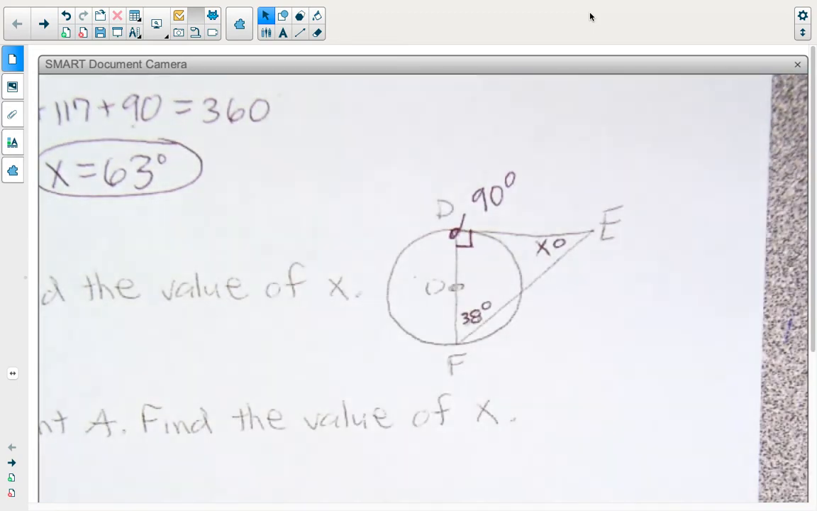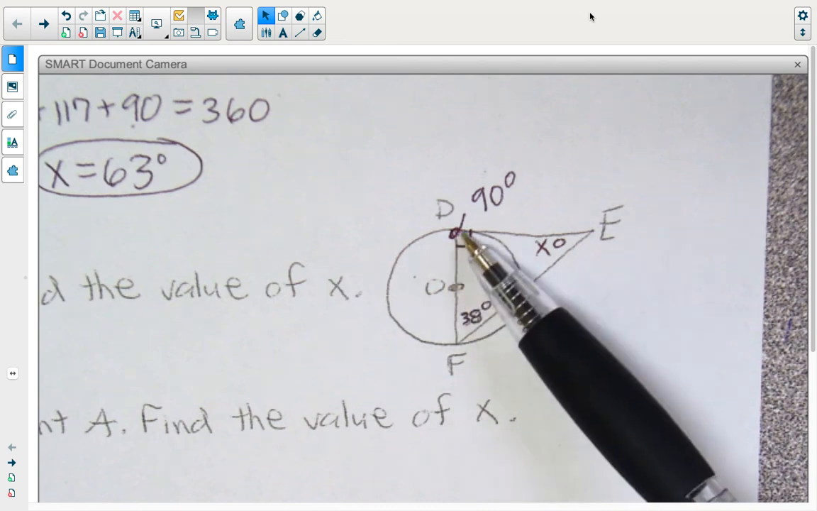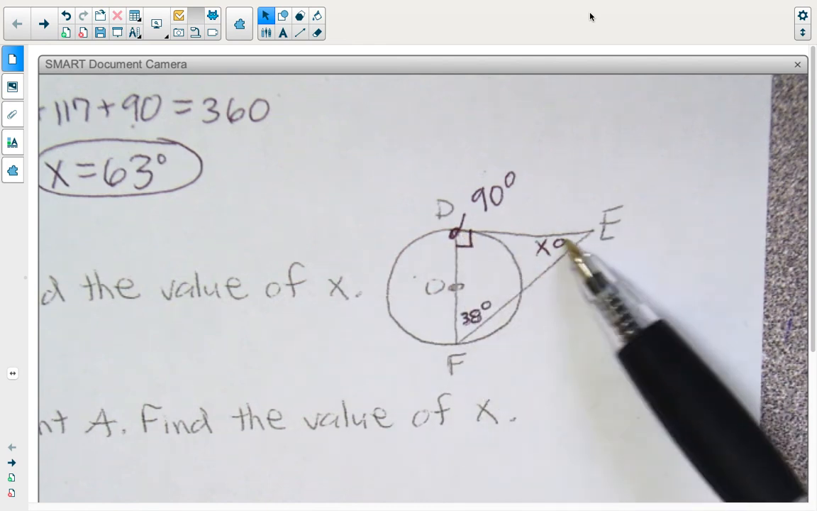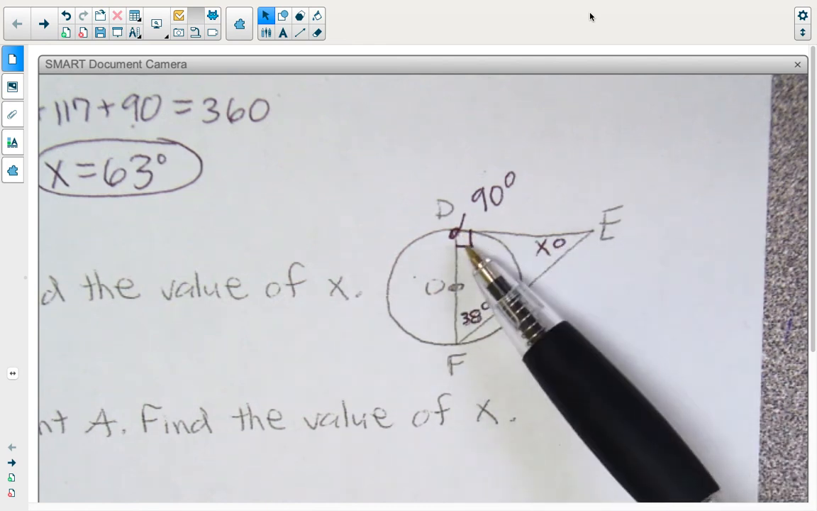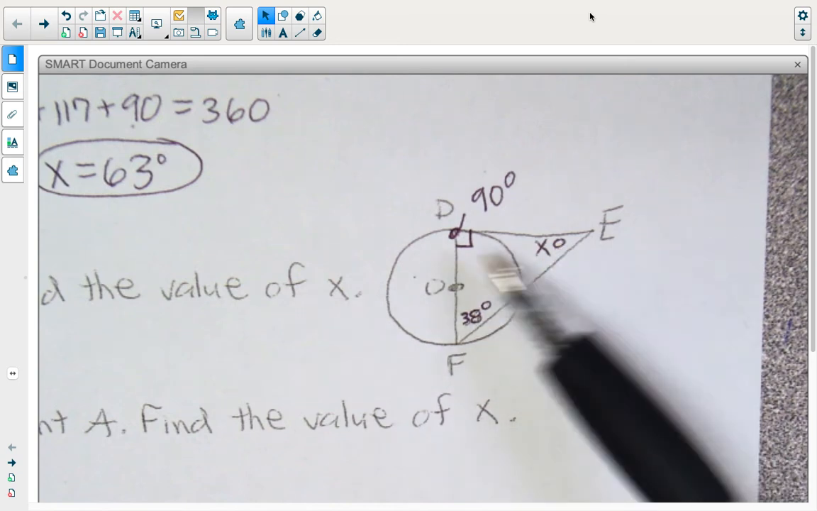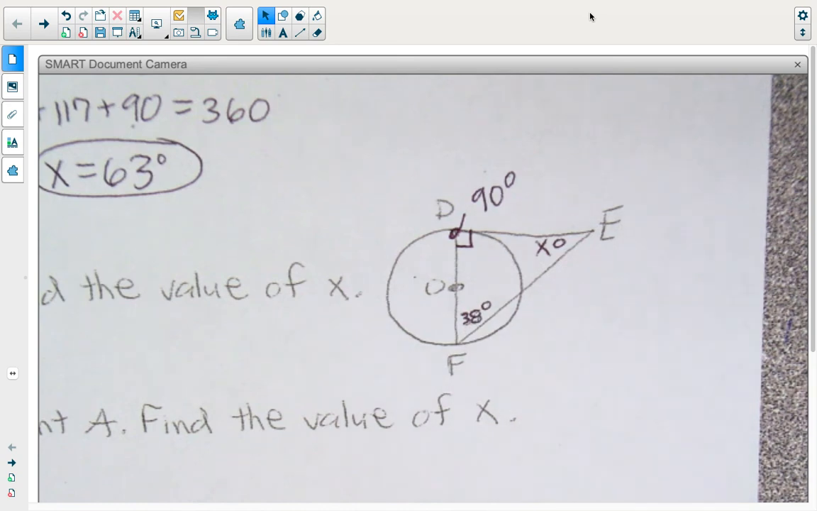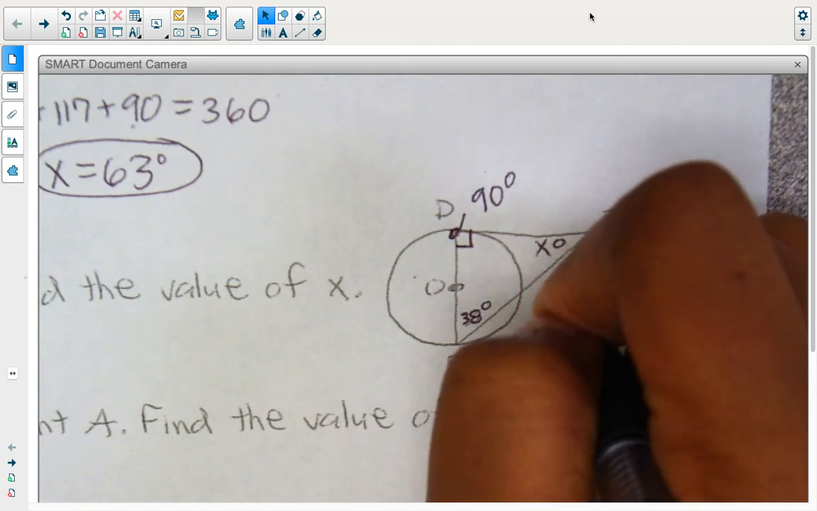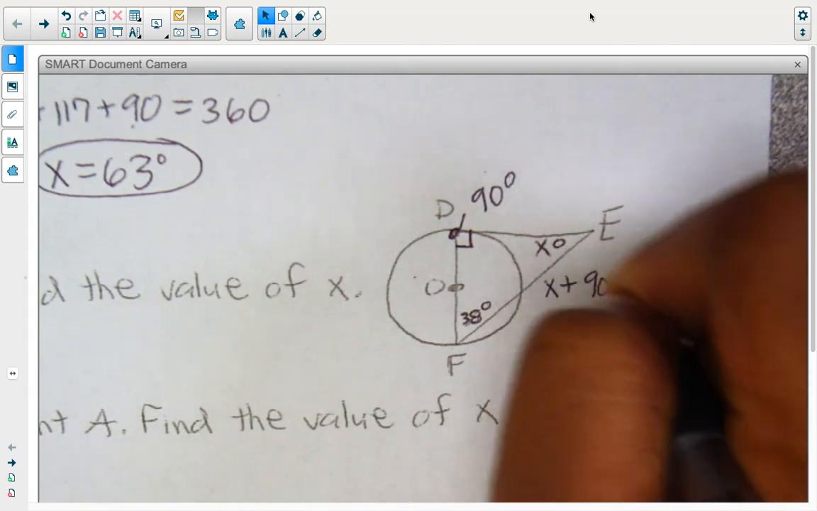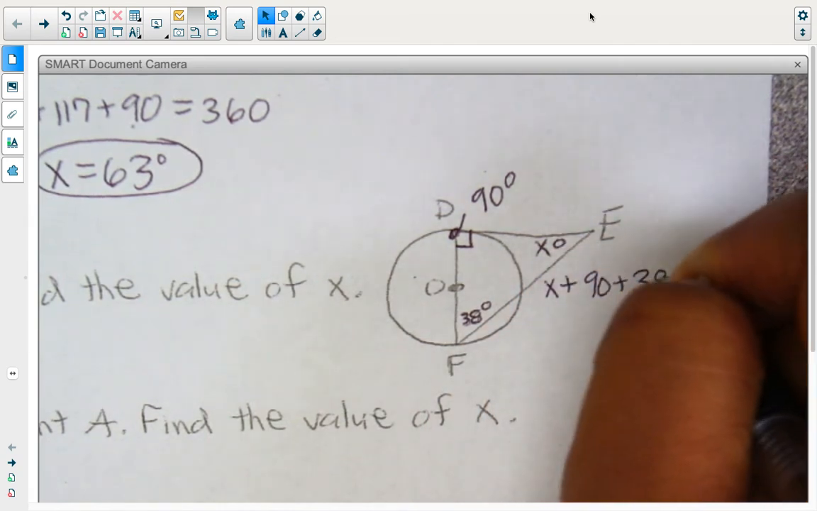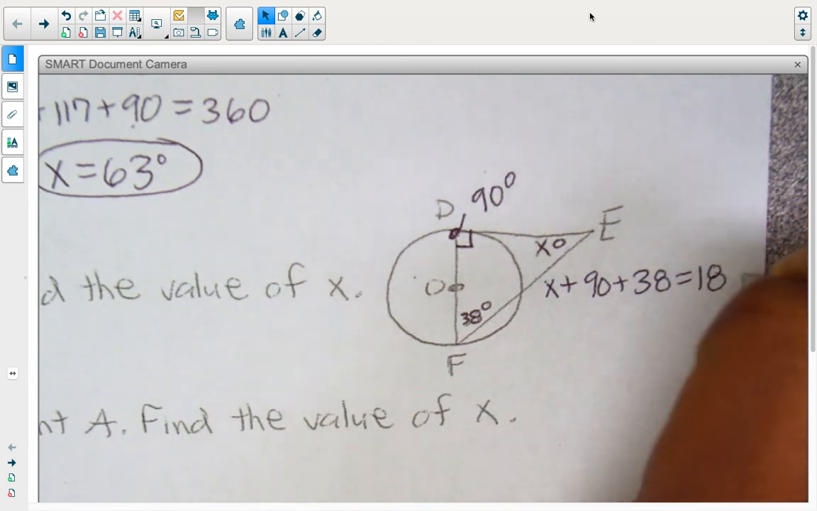So I have a triangle. I'm looking for D, E, and F. So this makes a triangle. So X plus 90 plus 38. If I add up these three things here, it's going to give me 180 degrees, because 180 degrees is what the sum of the angles in a triangle add to. So we just do X plus 90 plus 38, and we set that equal to 180 degrees.